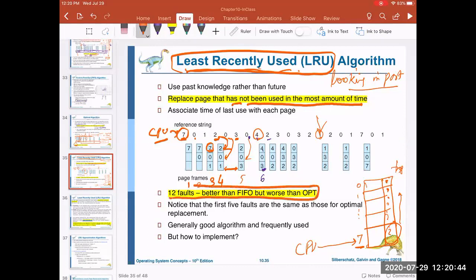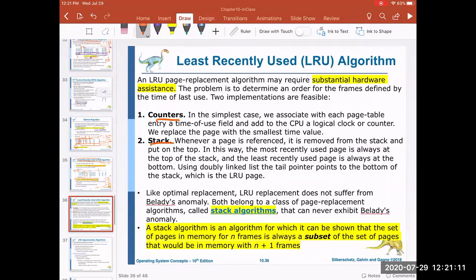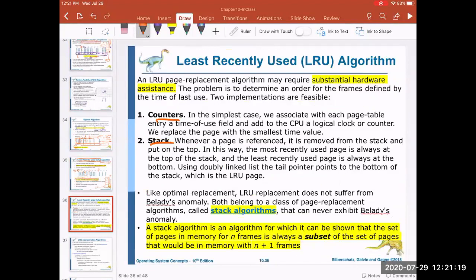So this is how we go, and these are the number of page faults created. It is better than first in, first out, but worse than the optimal. That's why optimal is always used as a benchmark algorithm to find out which algorithm is the best one. There are different methods to implement it, but this is not that important. But these algorithms, least recently used as well as the optimal algorithm, do not suffer from Belady's anomaly.